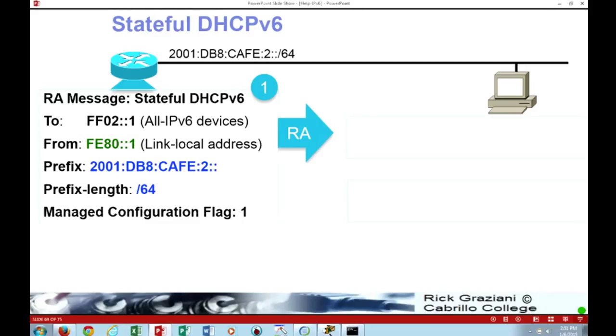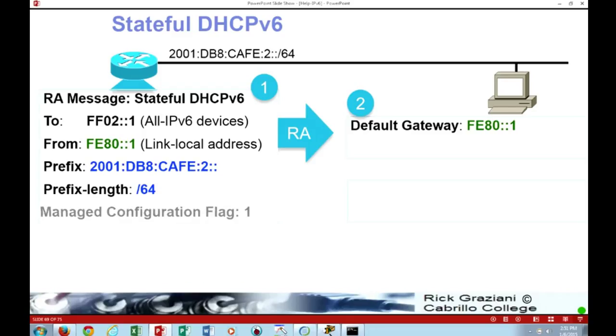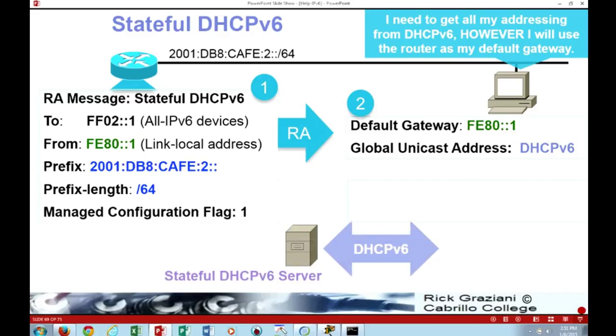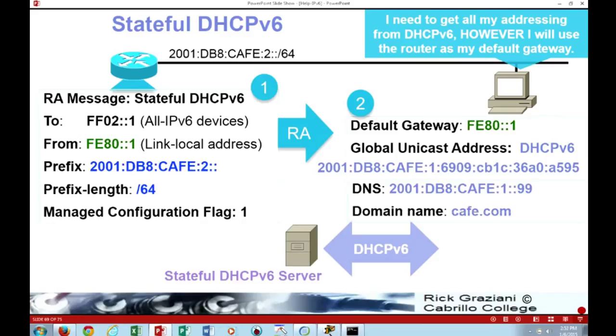Okay. So all of this, but here's the difference. Managed configuration flag. So the host says, look, managed configuration flag, I'm going to use you as my default gateway, but this tells me that I'm going to go talk to a stateful DHCPv6 server. So just like I would do in IPv4, I'll get my address and information from a stateful DHCPv6 server and everything else. The only thing it got from the router advertisement was this default gateway.